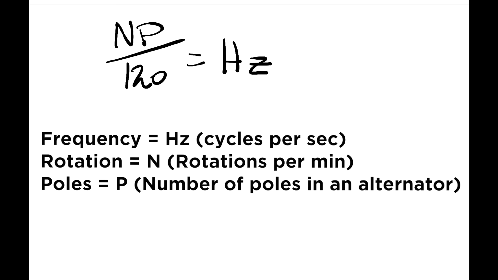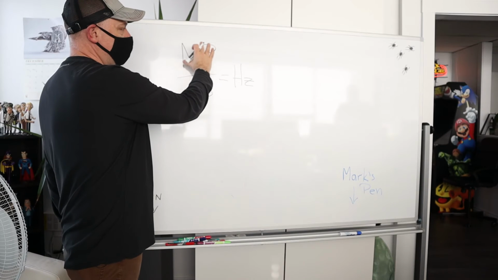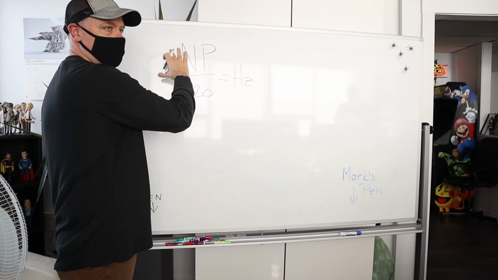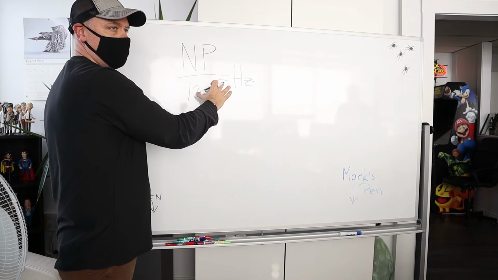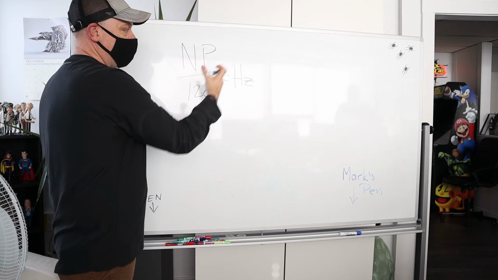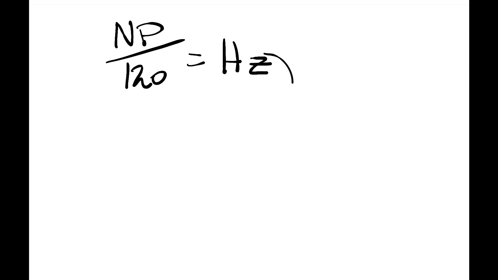NP over 120 equals hertz. If I have the frequency though, and I want to figure out what my rotation is, we're going to have to move this formula around. So we're going to transpose. What I'm going to do is move this over to here. First off, I don't like this fraction. In fact, I hate fractions. Everybody hates fractions.